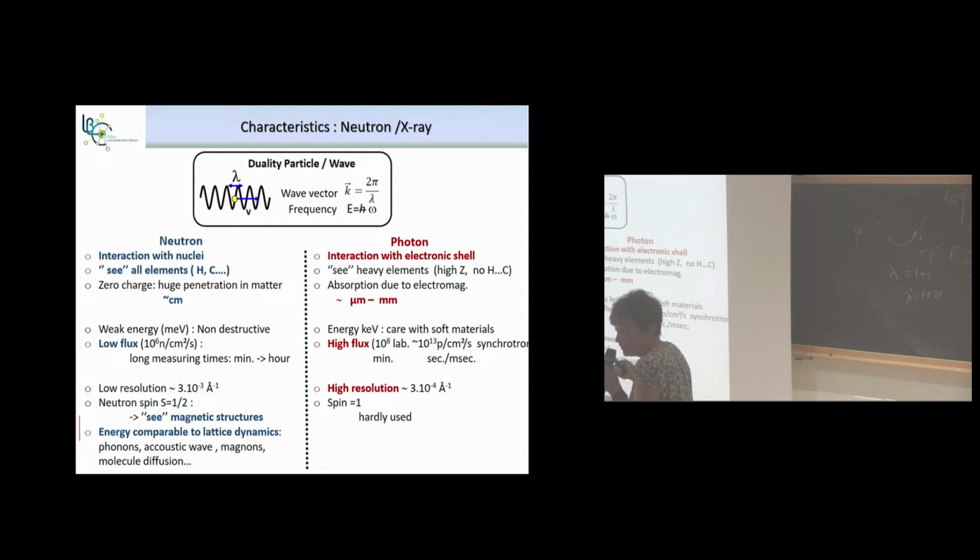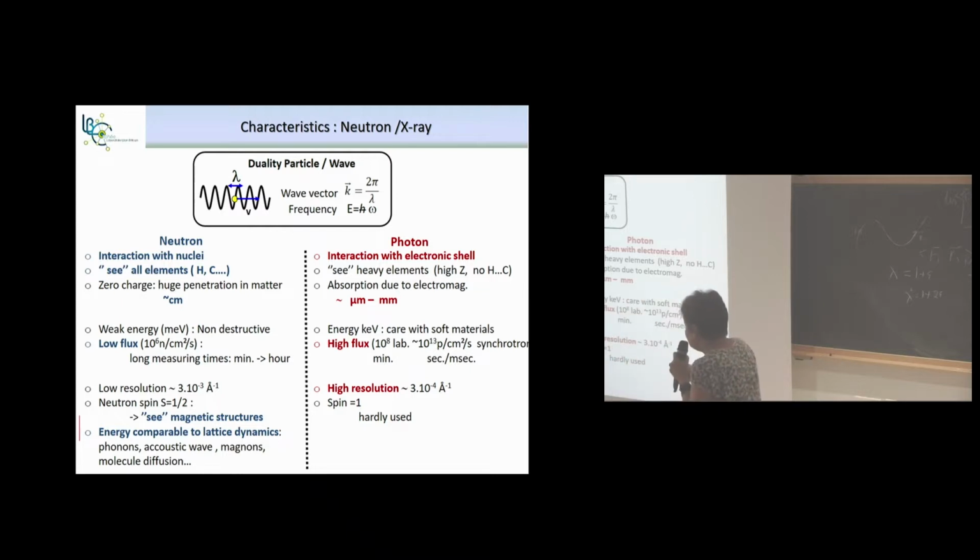Due to the charge of the X-ray, there is absorption due to the slowing down when they enter the material, and there is a huge absorption of X-ray, of photons. And the typical sample that you can study with X-ray, for soft matter especially, is of the order of a millimeter.